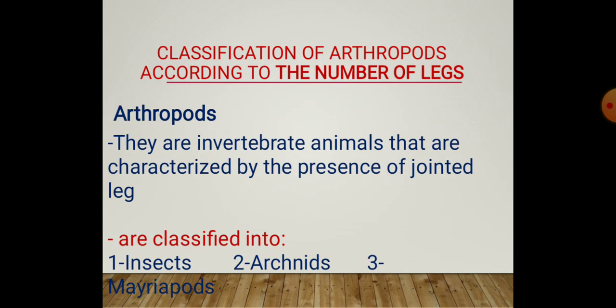Second, let's talk about the classification of arthropods according to the number of legs. So first, the definition of arthropods. They are invertebrate animals that are characterized by the presence of jointed legs. And do you know that, my friend, arthropods are classified according to number of legs into insects, arachnids, and myriapods.